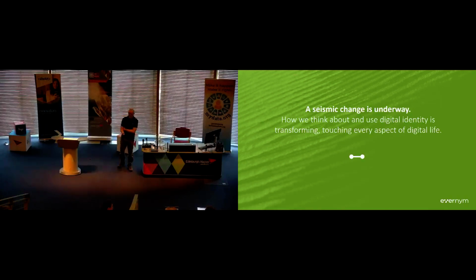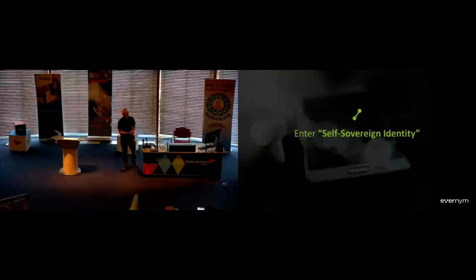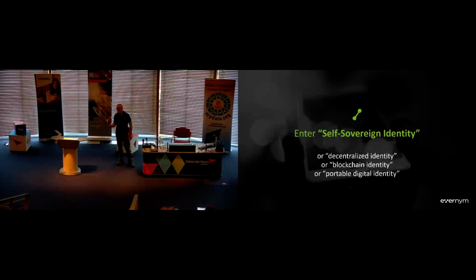So there's a new thing going on that's going to affect all of us and all of the digital interactions that we have. It's going to completely transform the way that we prove who we are and what we're entitled to when we're online. So it's called self-sovereign identity, and it's also called decentralized identity, and blockchain identity, or portable digital identity. Lots of different terms, and this is one of the problems of this space, we have a lot of different terms.